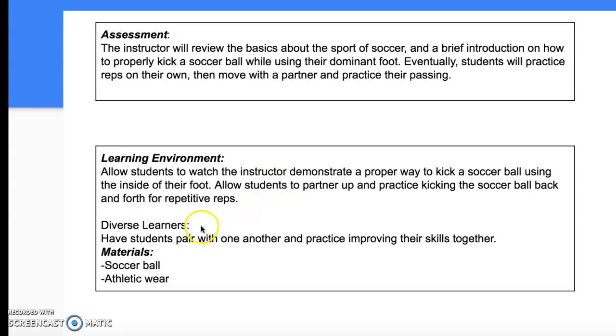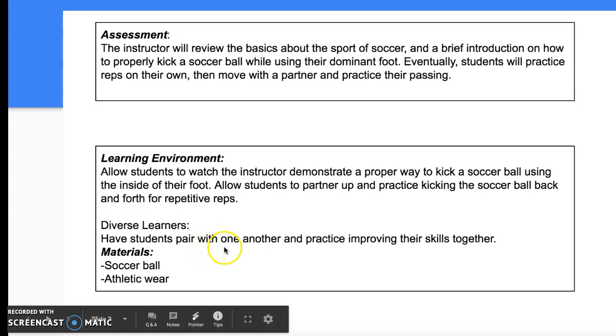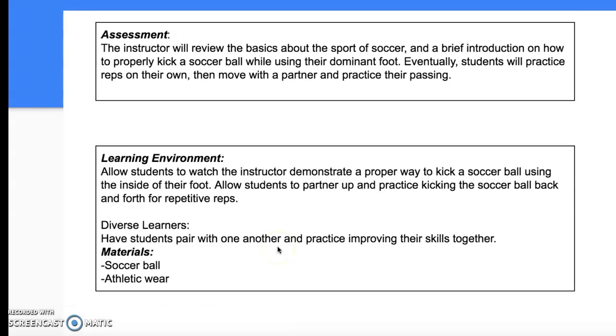For diverse learners, people who are maybe more advanced or not physically capable of completing this activity on their own or with a more advanced partner, I would have them partner up so their skill level is around the same and they don't feel left out at all.